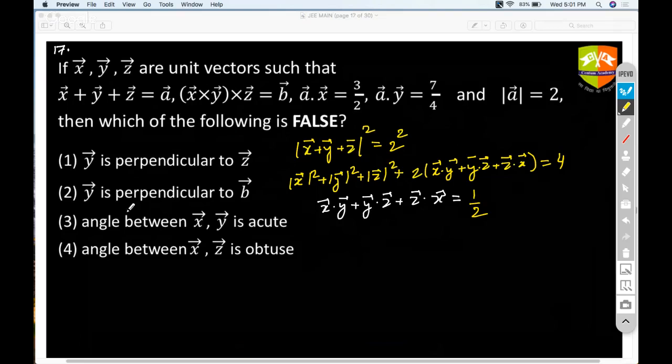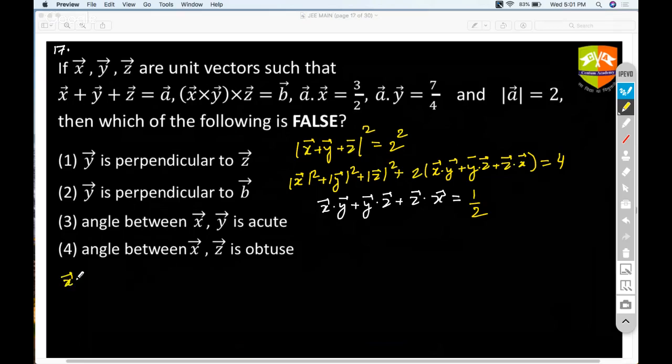Now if you look at the options, they are all hinting towards how the dot products of these unit vectors are related to one another. That means the first one is basically trying to hint whether y dot z is 0 or not. The second option is trying to hint whether y dot b is 0 or not. The third option sees whether x dot y is positive or not. The fourth option is whether x dot z is negative or not. So basically, it's all about knowing the values of x dot y, y dot z, and z dot x from this expression. So we'll try to tackle it one by one.